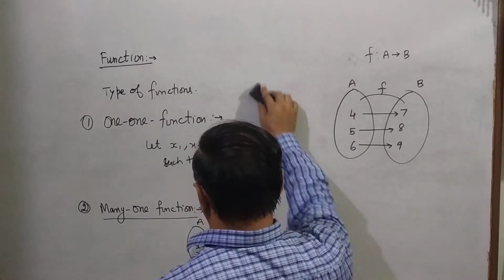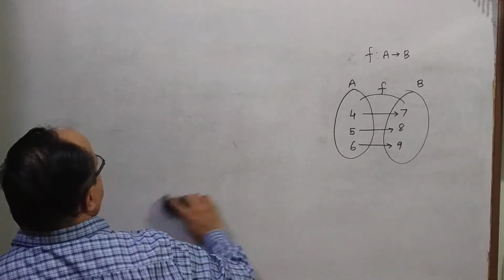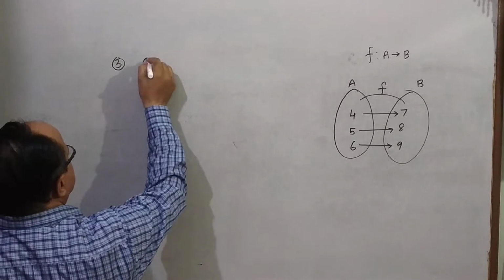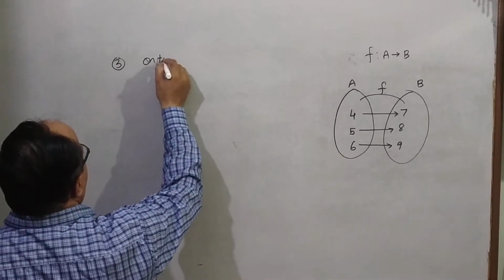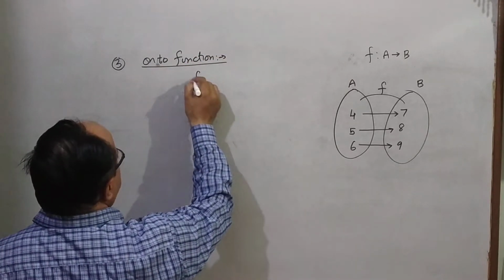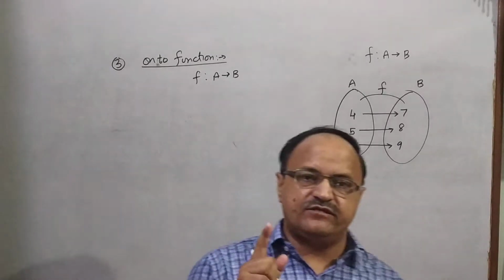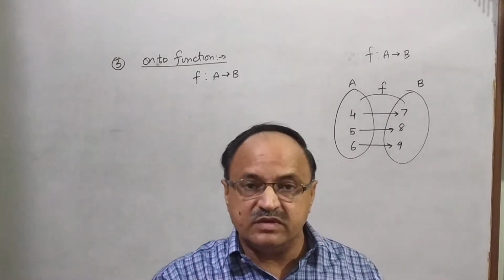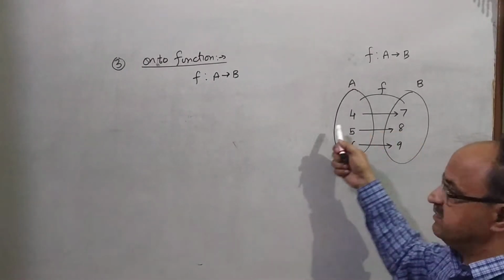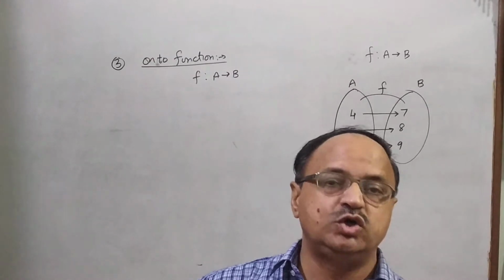And the third type is onto function. Function from A to B. Onto function means every element of the codomain has some pre-image in the domain. Then you can say the function is onto.